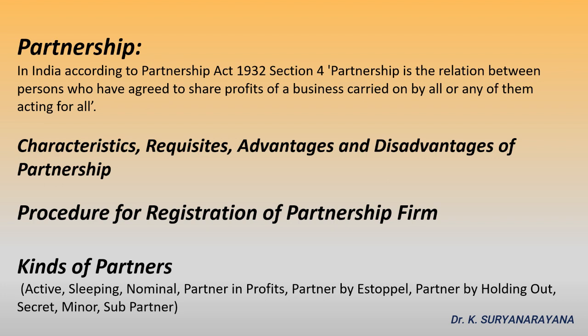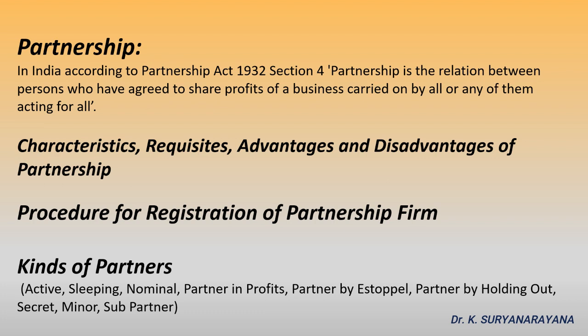Partner in profits: a partner who is eligible to get a share in profits, but is not related to the losses, is called a partner in profits. He contributes capital. He is not allowed to take part in the management activities. Partner by estoppel: estoppel means behavior. When a person gives an impression to the outside world that he is a partner in the firm, even though he is not, such a partner is liable to third parties who give credit to the firm, assuming that he is a partner.